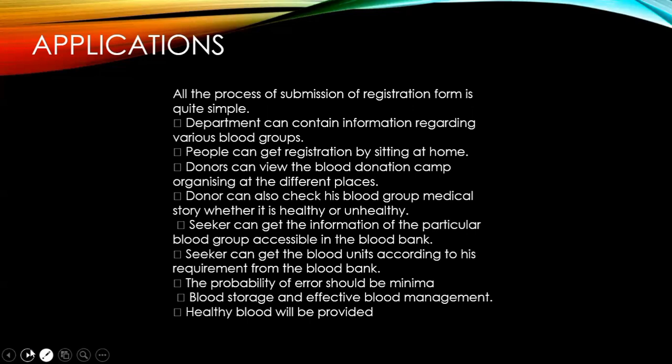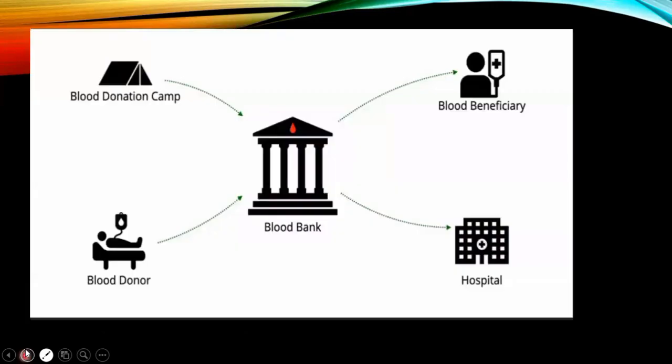Donors can also check their blood group and medical history, whether it is healthy or unhealthy. And seekers can get the information on the particular blood group available in the blood bank. Seekers can get the blood units according to their requirement from the blood group. So the probability of error should be minimal, and blood storage, effective blood management and healthy blood will be provided. So this is our camp. So this will be the blood bank. So the blood donation camp, blood donor, the hospital, and the blood beneficiary.